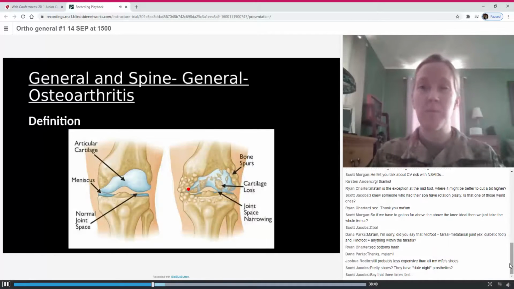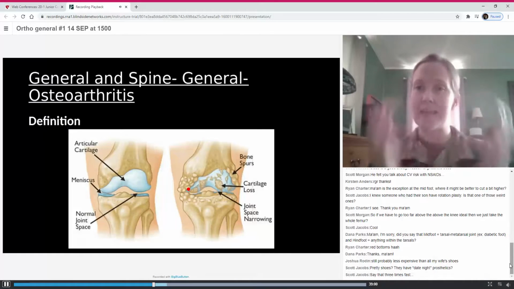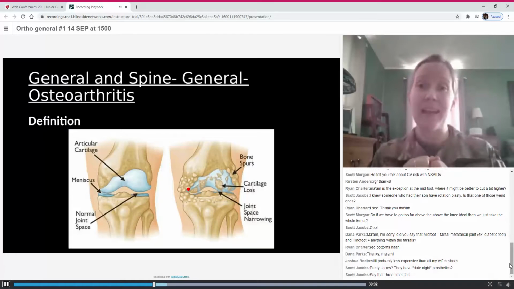The body is meant to make bone anytime the periosteum, that nice thin layer overlying each bone that provides its vascular supply from the outside, is violated. The body knows that's the signal to make more bone. So if the periosteum is disrupted around the joint capsule, the body will make bone spurs in defense of that. That's one of our processes within osteoarthritis.